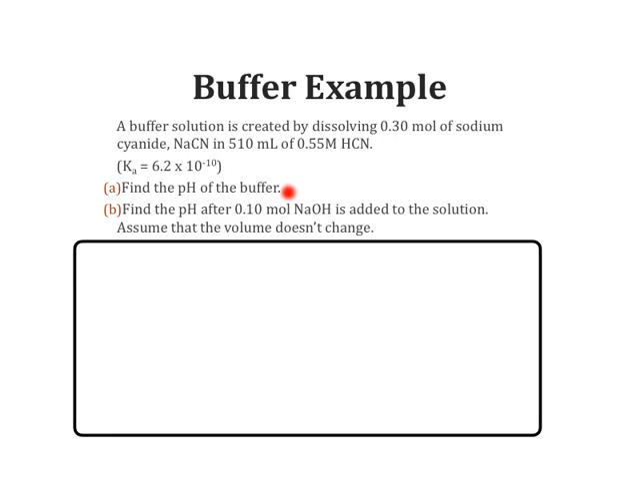So in part A, we're just finding the pH of the buffer, so that's what's in the flask. All that we have in the flask is 0.55 molar HCN, which is a weak acid, and the salt. We need the salt and the weak acid, but we don't need any information about sodium hydroxide. So let's look at how we solve it.